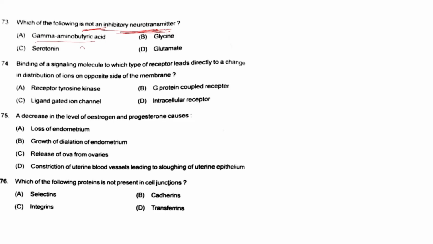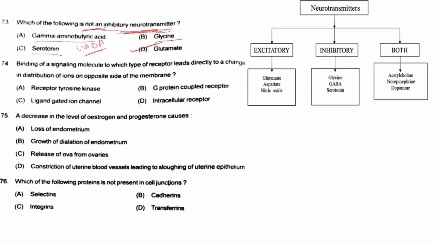This is nothing but your GABA, what we call GABA. And GABA, you know, is an inhibitory neurotransmitter. Glycine is also inhibitory and serotonin is also inhibitory in action. The only option left is option number D, that is glutamine. That is not an inhibitory neurotransmitter. Here you can take a screenshot of this.